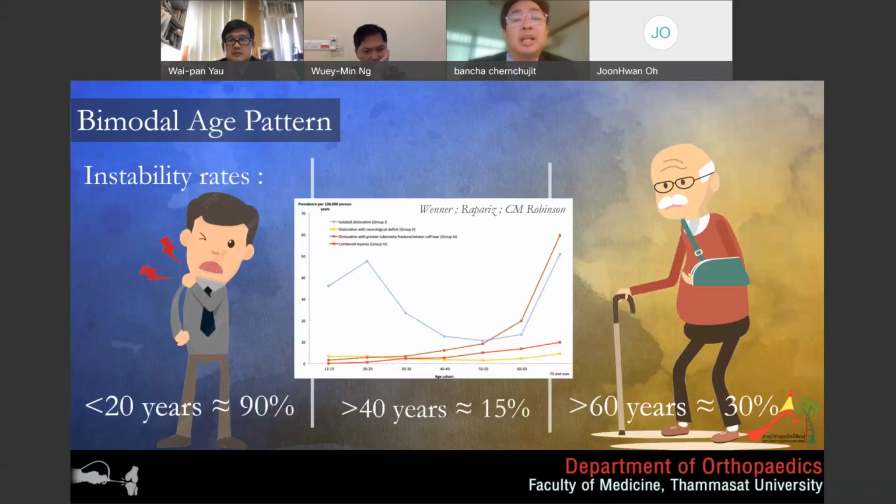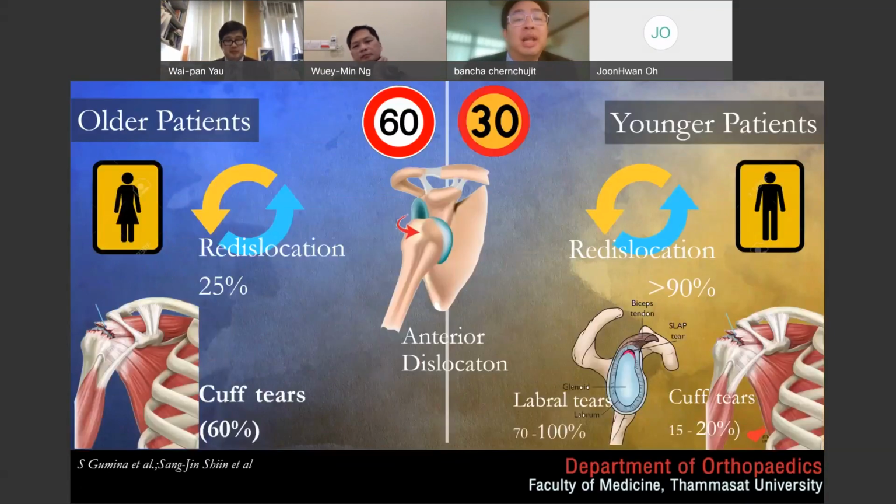The incidence of dislocation is a bimodal distribution. It's common in the young, skips the middle age, and is common again in the elderly. Now, our lifespan gets longer. We as surgeons will see more cases of shoulder instability in the elderly. So it is important to be clear how to manage these patients. The recurrence rate and pathology of the dislocation are different: 25% in the elderly and 90% in the young for the redislocation rate.